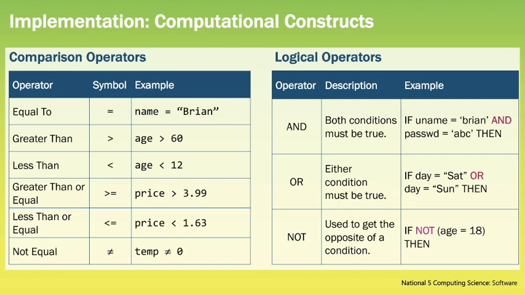The third logical operator, not, is less commonly used because we have a comparison operator that can perform a similar task. In this example here, if not age equals 18, this means the contents of this if statement will be executed where the age is not 18.